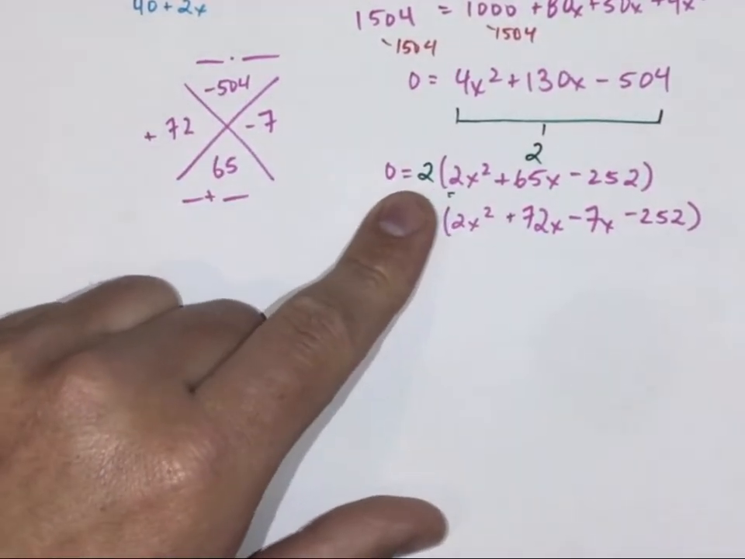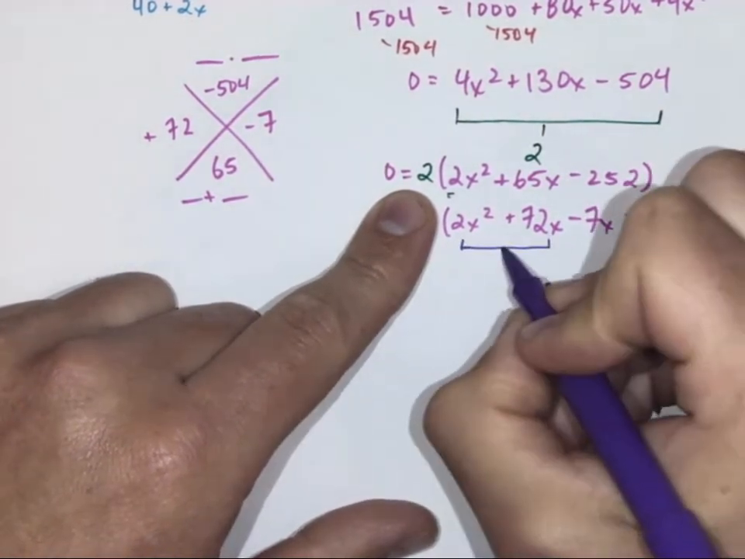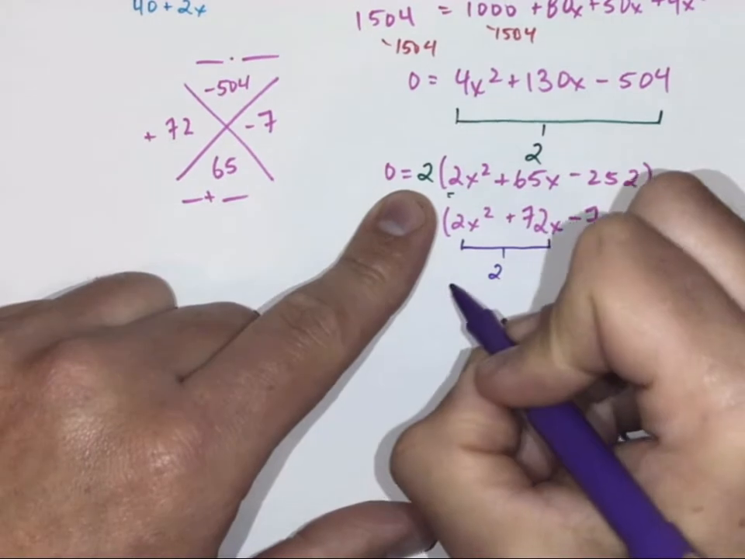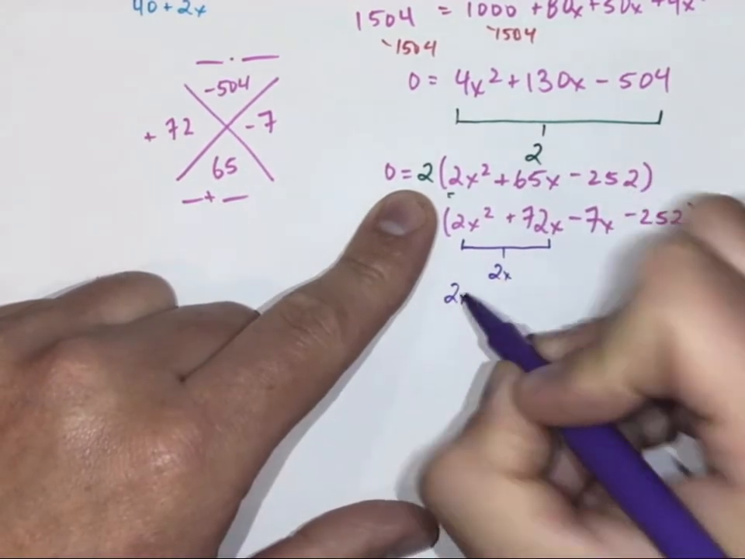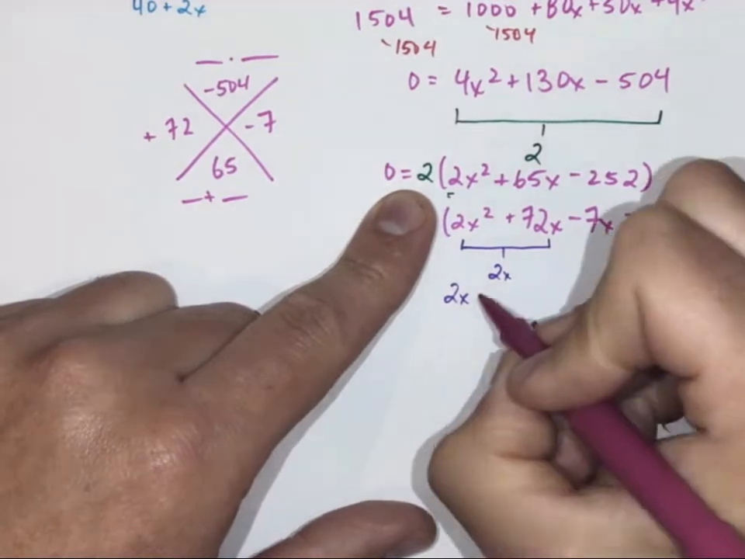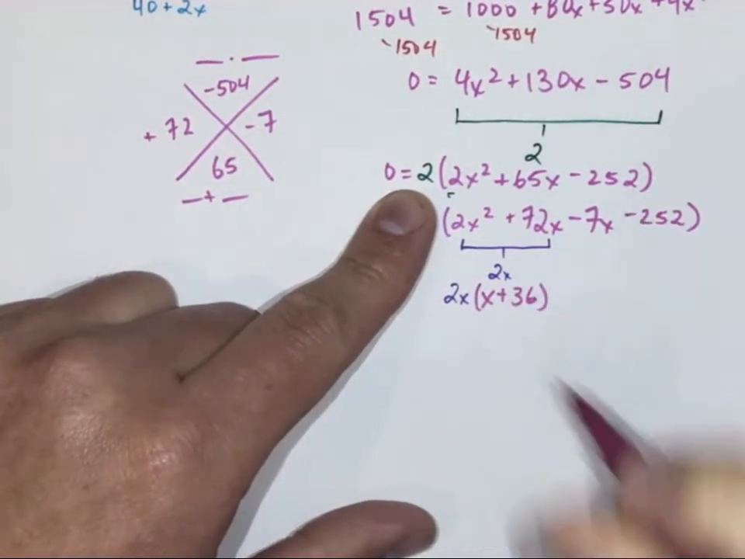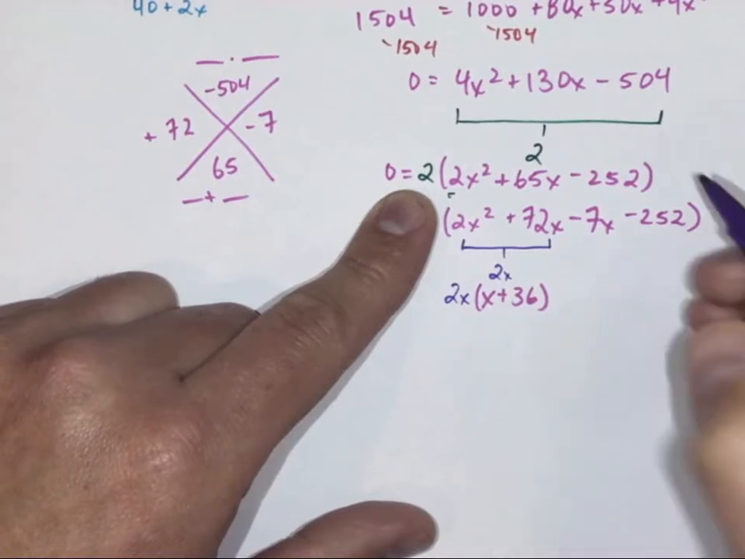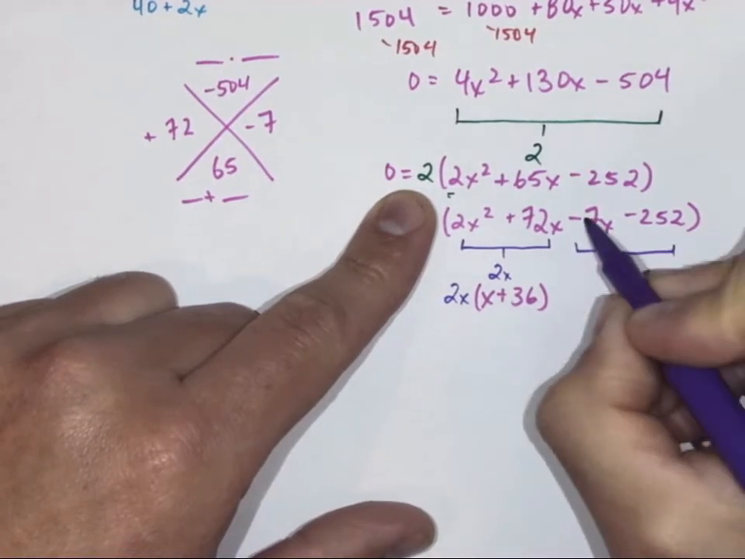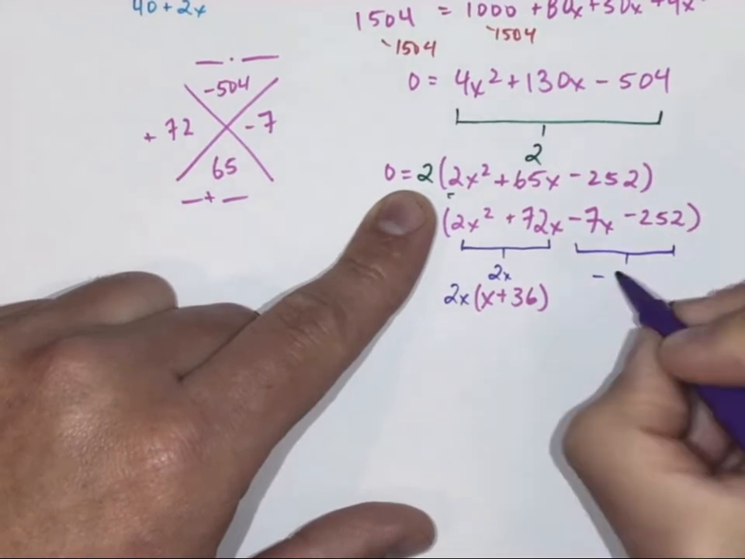If I just look there, I think about how I'm going to do this. Common factor there, 2 and x, which leaves x plus 36. But here I'm looking for a common factor. Well, there's a negative, so I'm going to take out a negative. I check, 252 divided by 7. It is.